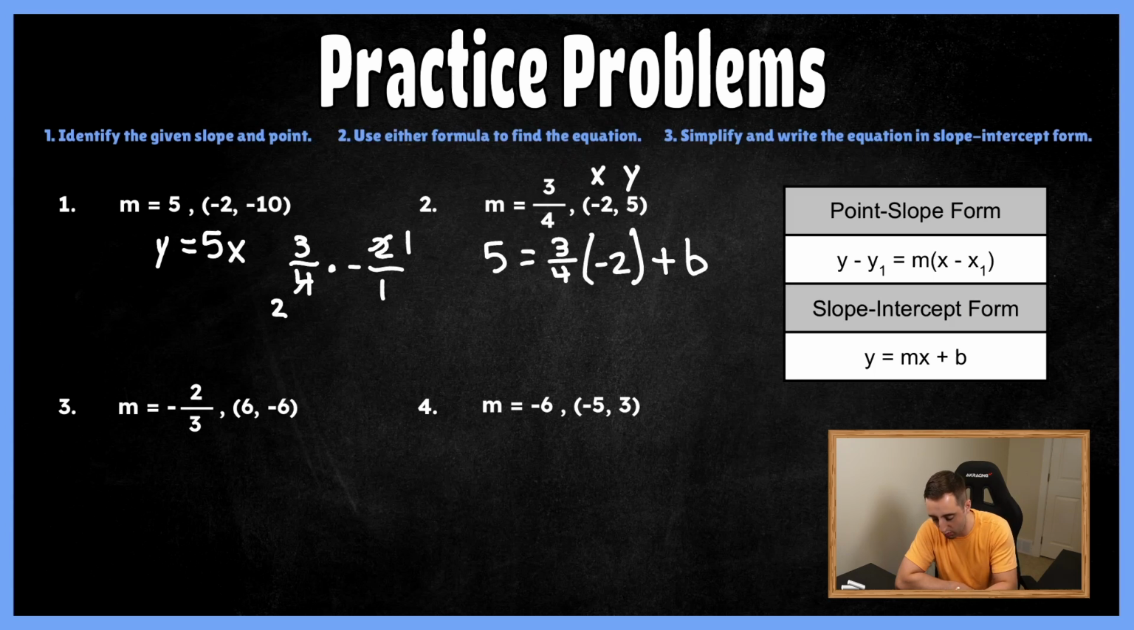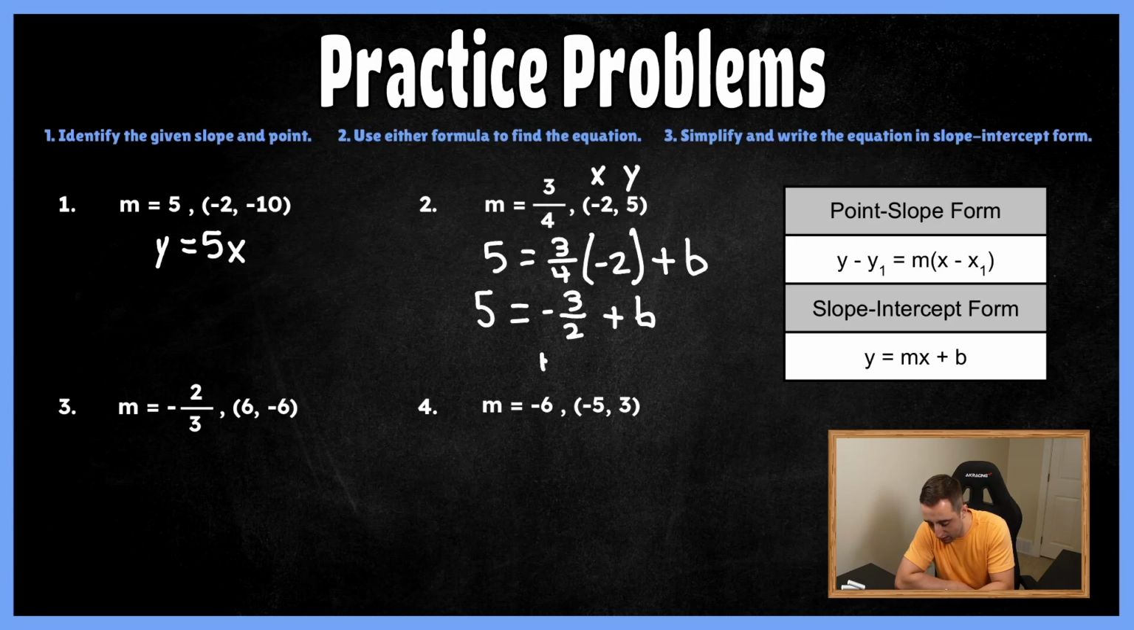So 3 times 1 up top is going to be 3. In our denominator, 2 times 1 is 2. And then we had a positive times a negative fraction giving us a negative result. So this is now 5 equals negative 3/2 plus b. And then the only thing that's left is we need to get b by itself. So to get rid of that negative 3/2, we need to add 3/2 to both sides. The 3/2 with b are going to cancel because those are inverses.